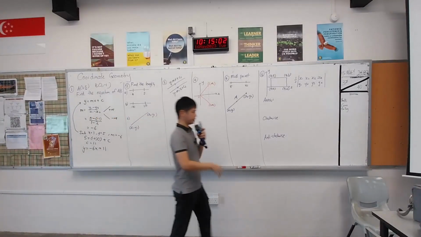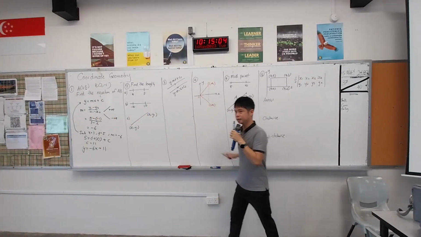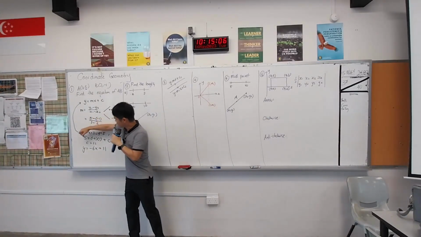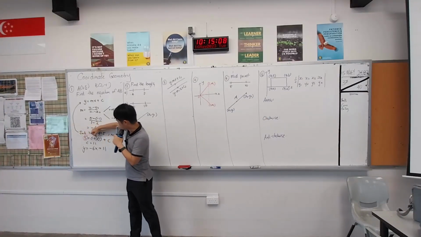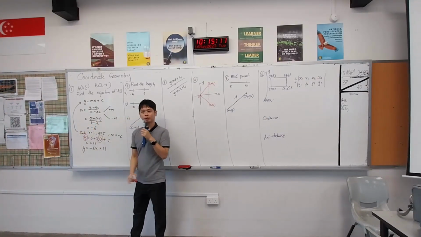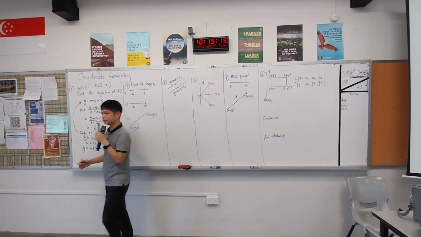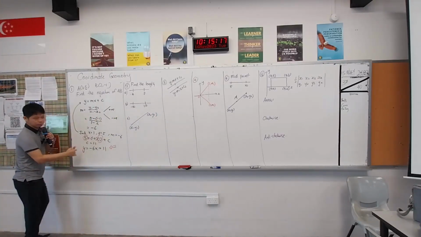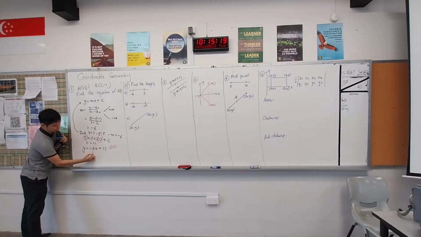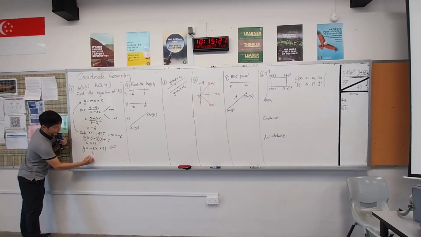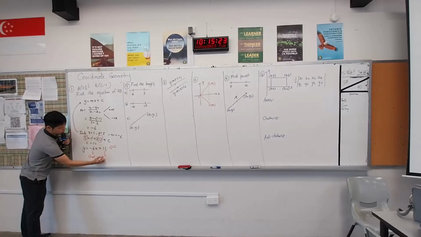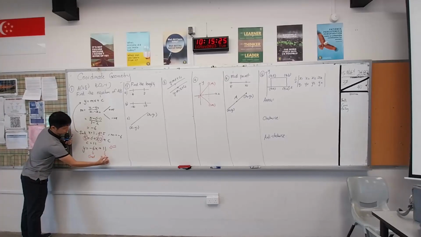So there's quite a few places that you can make careless mistakes. Number 1, please sub in the correct y value and the correct x value. Number 2, make sure you leave it in the form y equals mx plus c as the final answer. From the gradient-intercept form, I can also tell that this is the gradient and this is the y-intercept.